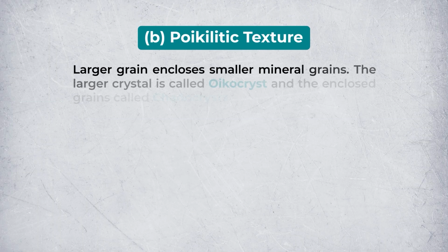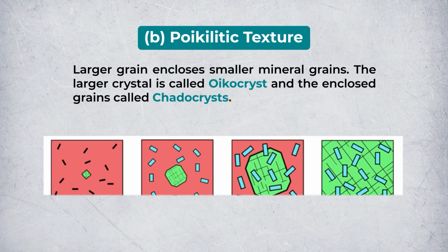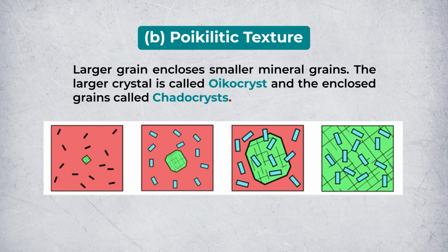The second important category is called poikilitic texture. In this case, the larger grain encloses smaller mineral grains. The larger crystal is called the oikocryst, whereas the enclosed grains are called chadacrysts. The poikilitic texture is of three different types.